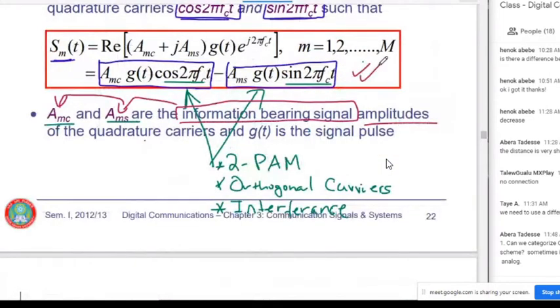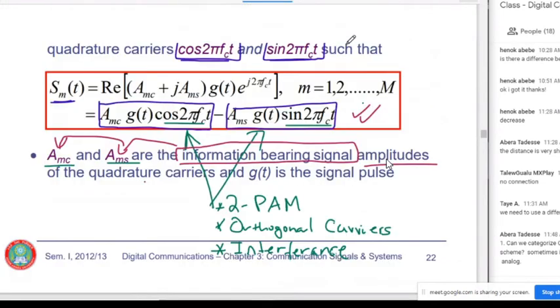So this is one way. Or if you look into the second equation, one way of visualizing QAM is that you have two pulse amplitude independently modulated signals. The algebraic difference of the two would give a QAM. What is an alternative way?